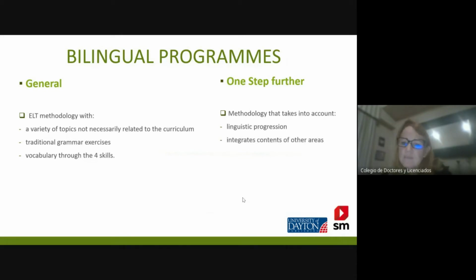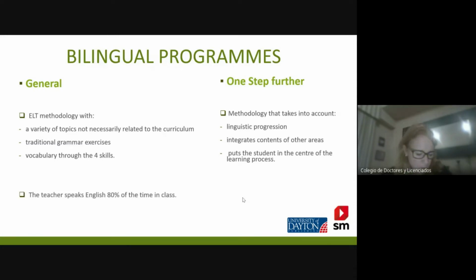It would be great if this methodology could integrate content of other areas. So, you know, if we're doing animals in science, it would be great to see that as well in the English part. It gives more exposure. And a methodology that puts the student into the center of the learning process. This is just so important, okay? They learn so much more when they have to go and hunt the information.